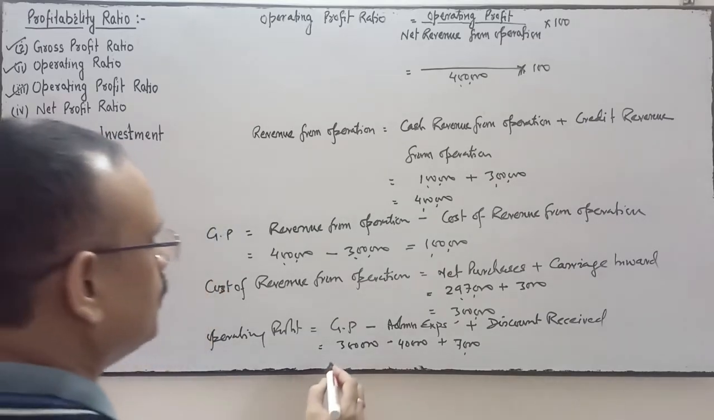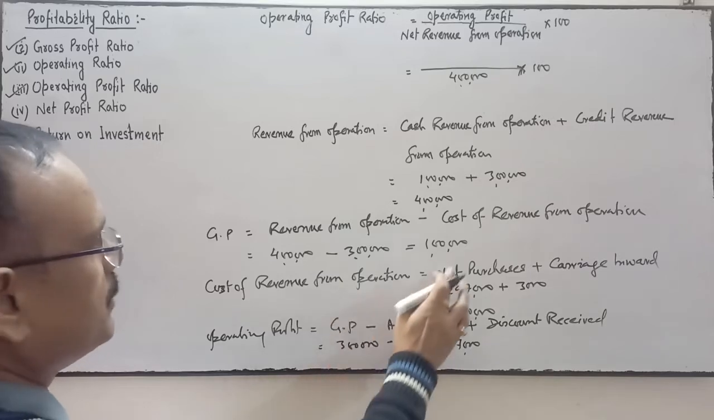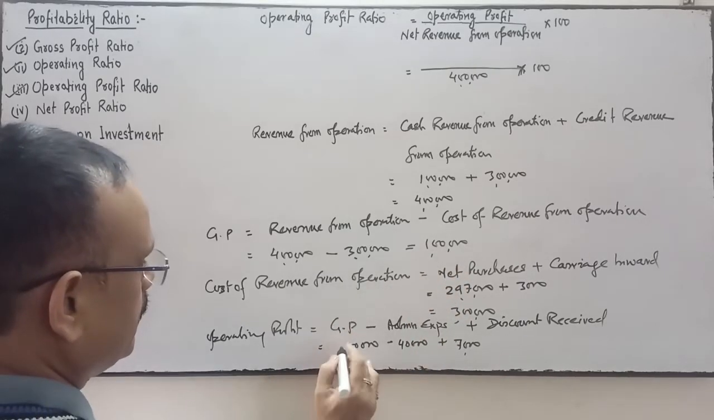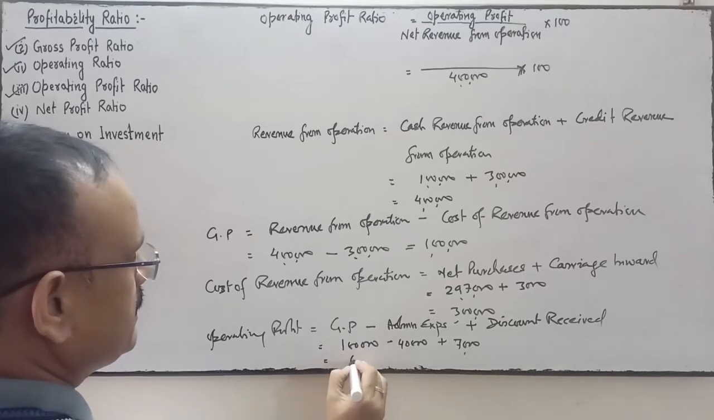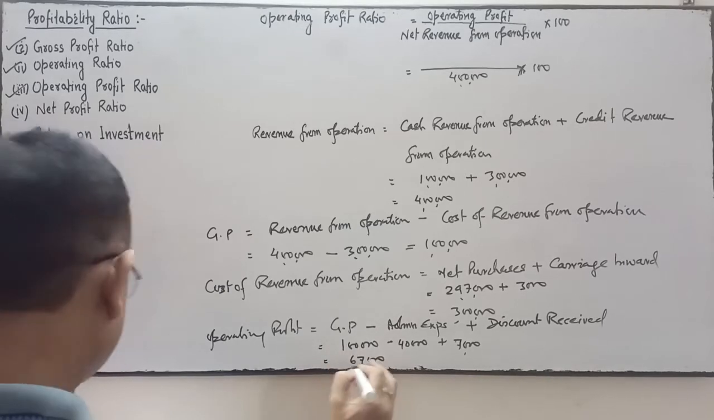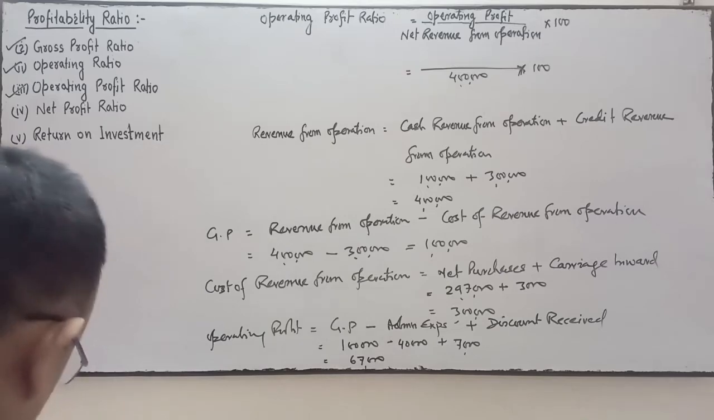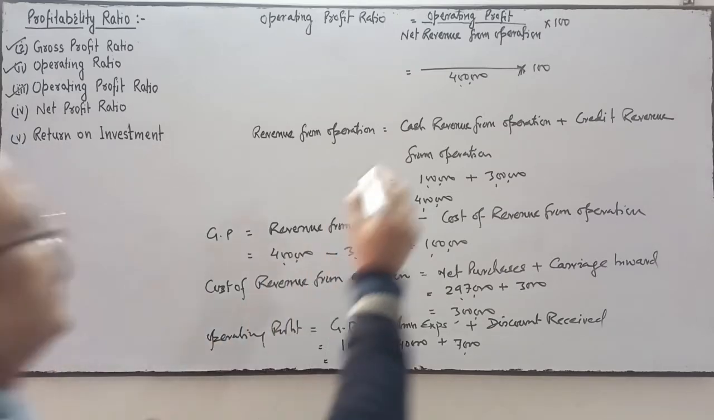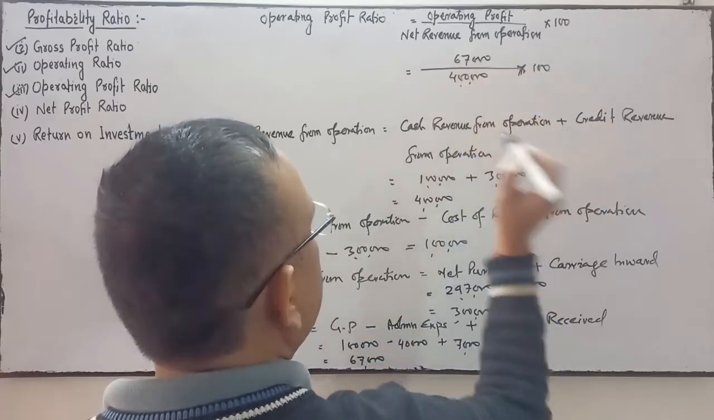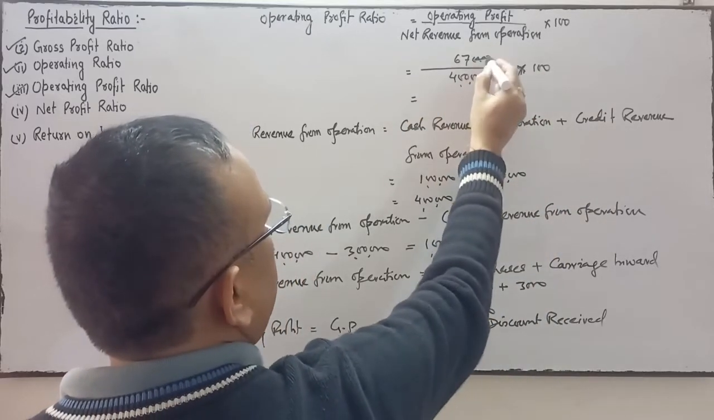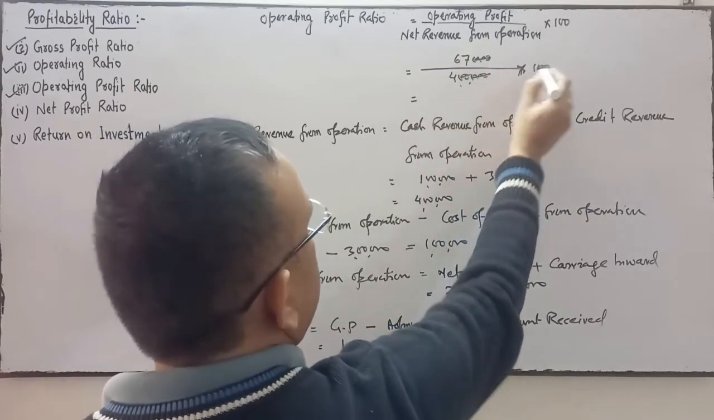Okay, so gross profit is how much? Gross profit is 1 lakh minus 40,000 plus 7,000, so it is 67,000. 67,000 is your operating profit. So write the 67,000 over here. 67,000 is the operating profit. So cancel to this.